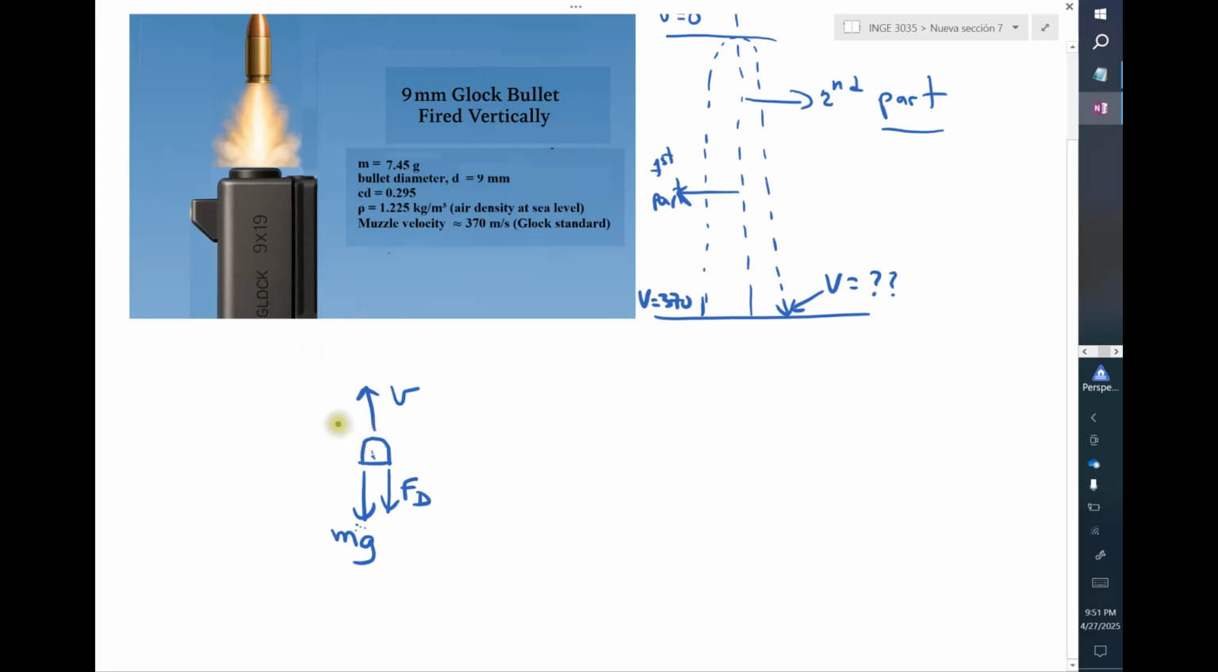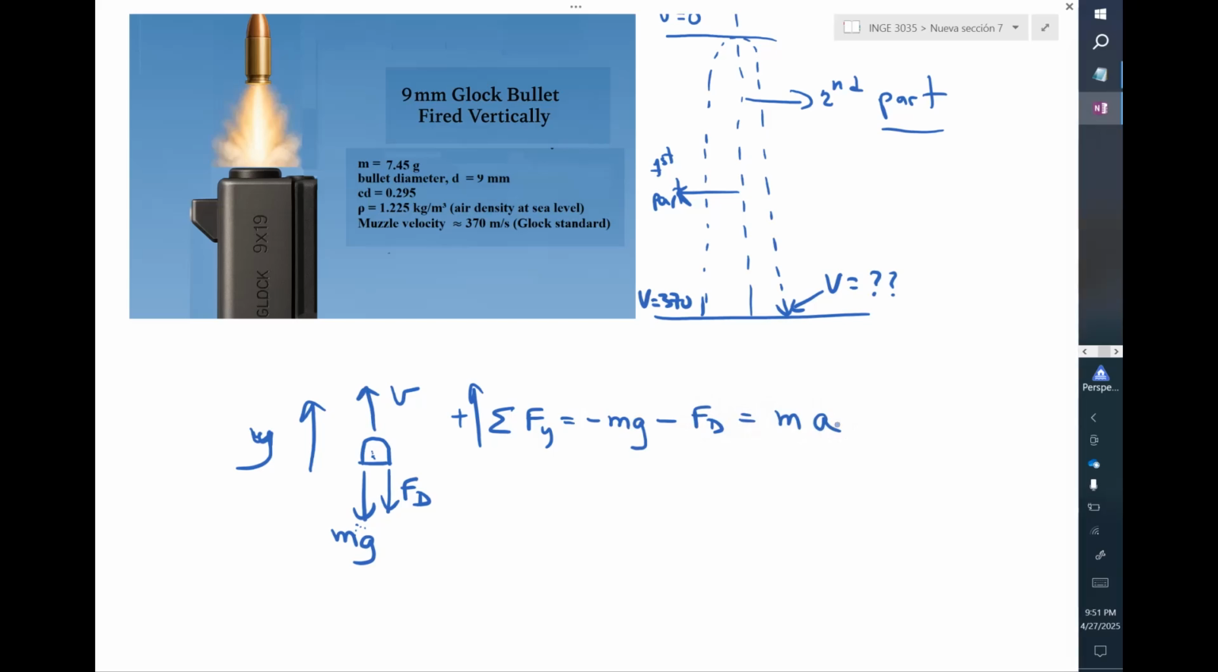So with that in mind, if we work out Newton's second law, the sum of all the forces in the y direction, we're going to consider this y, there's no x, and we're going to consider positive up. That means the force of gravity, mg, which is the weight of the bullet, minus the force of drag, will be equal to the mass times the acceleration of the bullet going up. So that's the equation that we have.